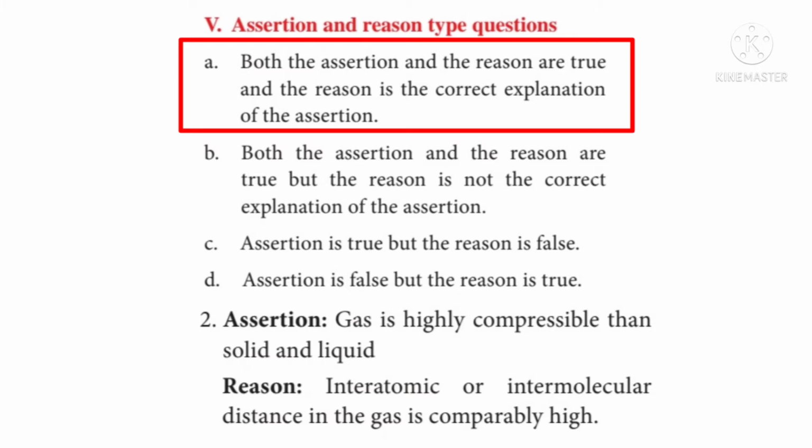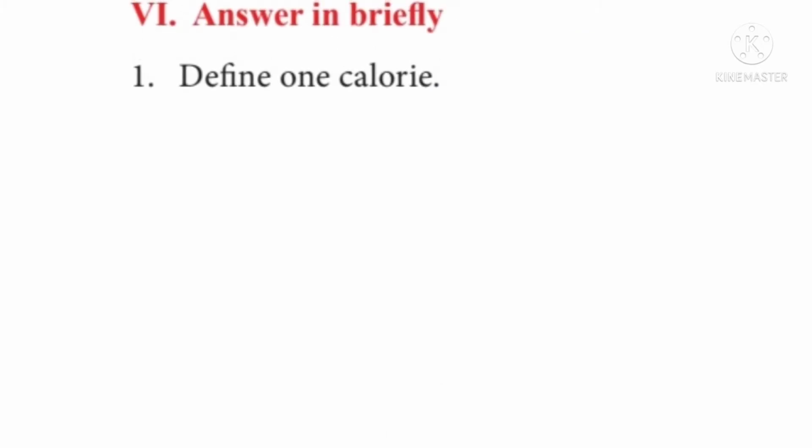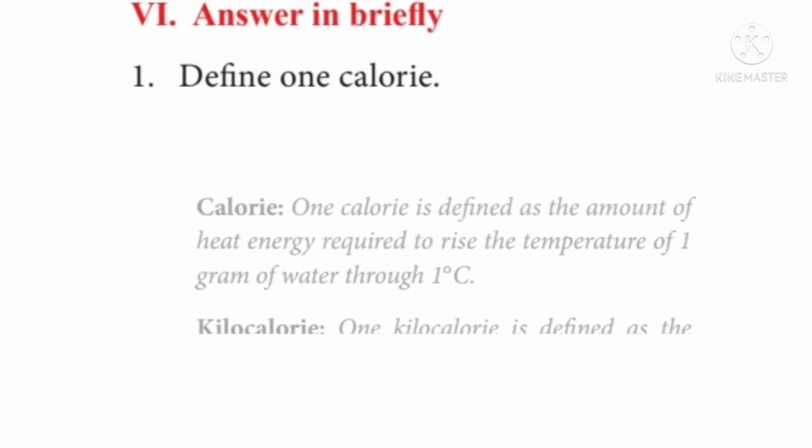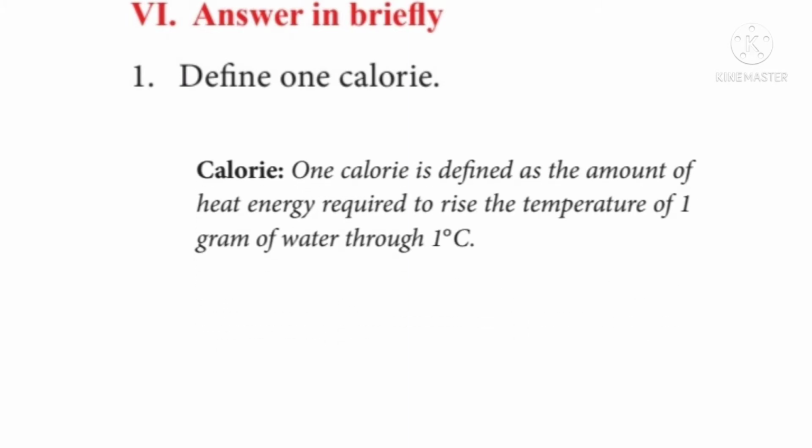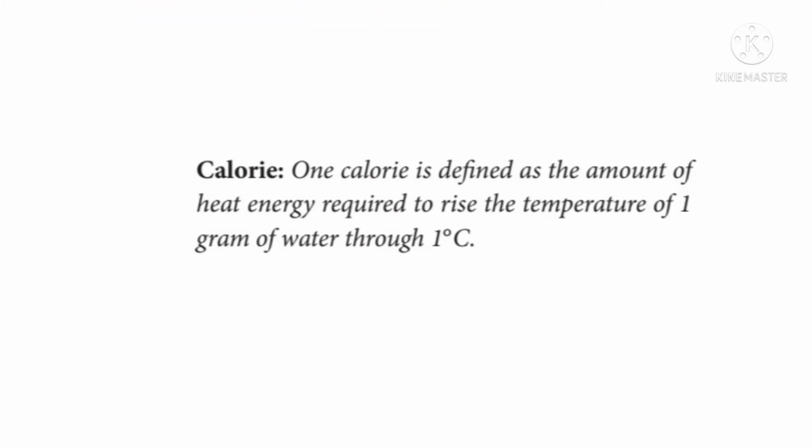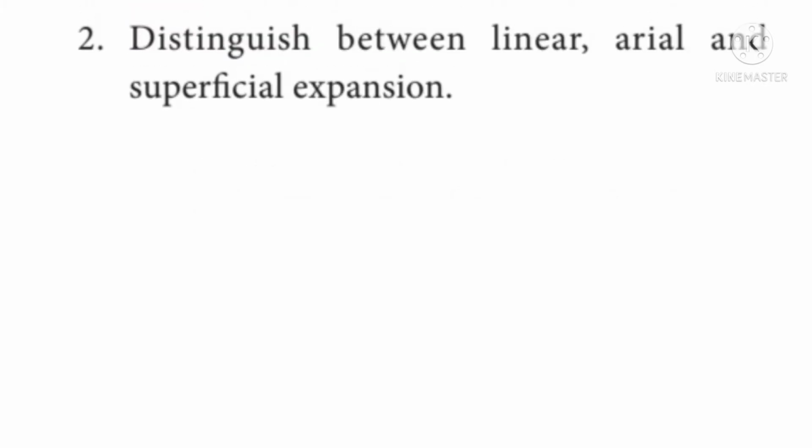Roman letter 6. Answer in briefly. Question number 1. Define 1 calorie. It is in page number 34. 1 calorie is defined as the amount of heat energy required to rise the temperature of 1 gram of water through 1 degree Celsius. Question number 2. Distinguish between linear, aerial and superficial expansion.